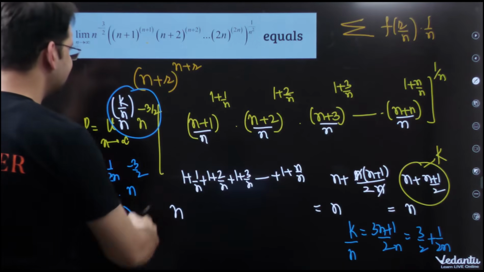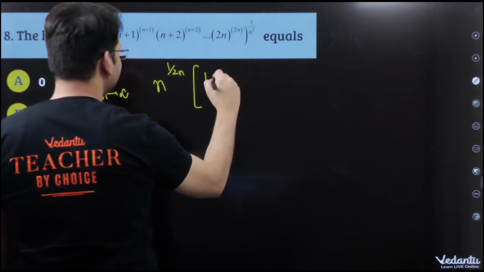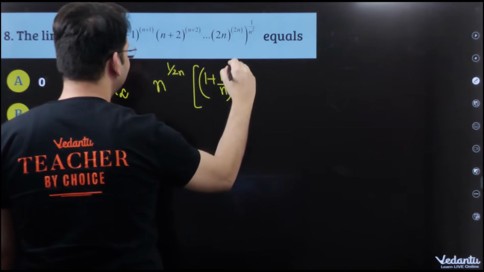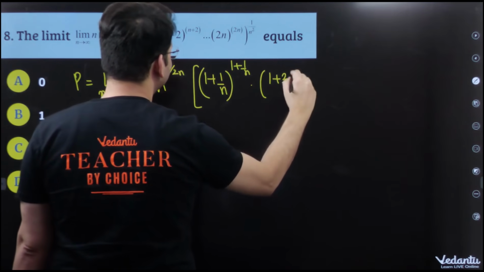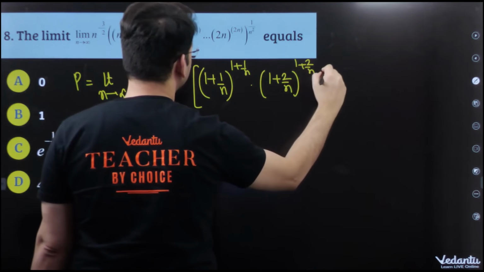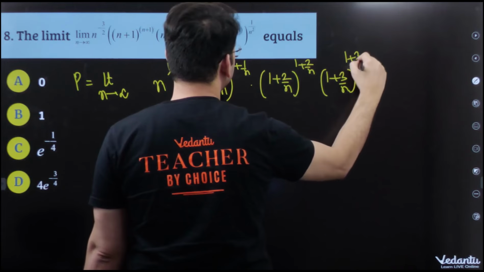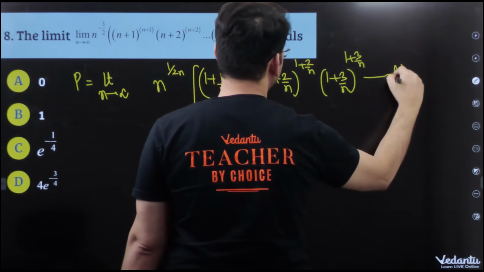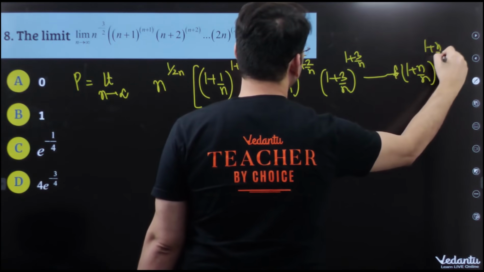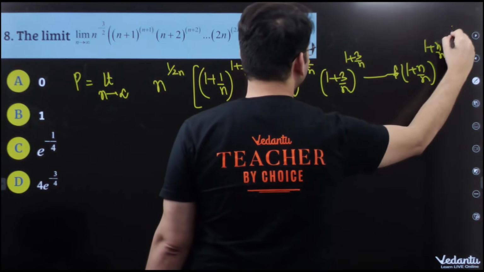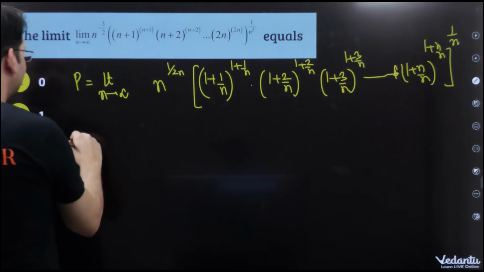into, now this is in the desired form, 1 plus 1 by n raised to the power 1 plus 1 by n, 1 plus 2 by n raised to the power 1 plus 2 by n, 1 plus 3 by n raised to the power 1 plus 3 by n, multiplication up to 1 plus n by n raised to the power 1 plus n by n, all raised to the power 1 upon n. Now to convert this into sigma, we'll take log on both the sides.